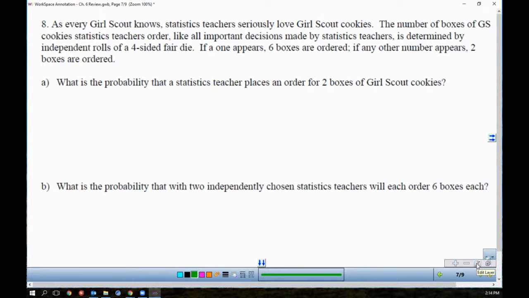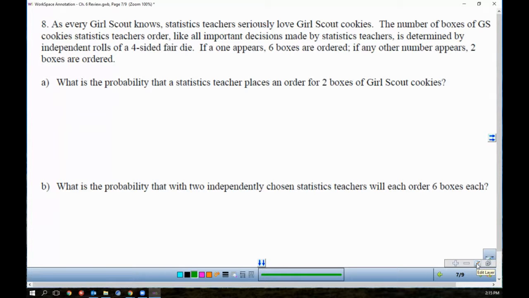Okay, as every Girl Scout knows, statistics teachers seriously love Girl Scout cookies. In case you're wondering, the peanut butter patties and the caramel delights frozen, pretty good. And the Thin Mints frozen. Just freeze them all. I'll eat them frozen. Don't need to wait to thaw them.